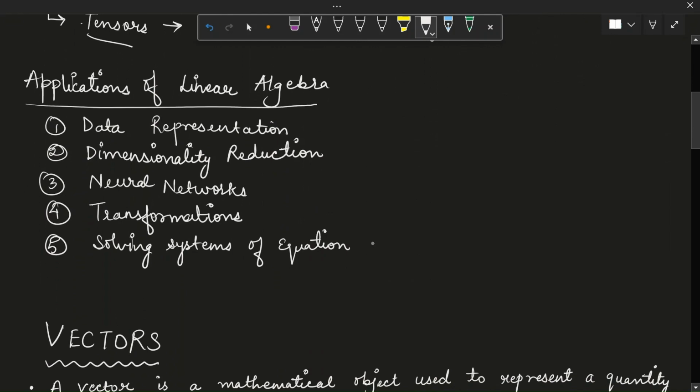Next are the applications of linear algebra. The first application is data representation. Data representation is an application of linear algebra because datasets in machine learning are stored as matrices. For example, a dataset with 100 rows and 10 columns is a matrix of 100 cross 10. Then we have dimensionality reduction. It is used in principal component analysis, or PCA, to reduce the number of features while preserving variance. Then we have applications in neural networks, transformations, and solving systems of equations.